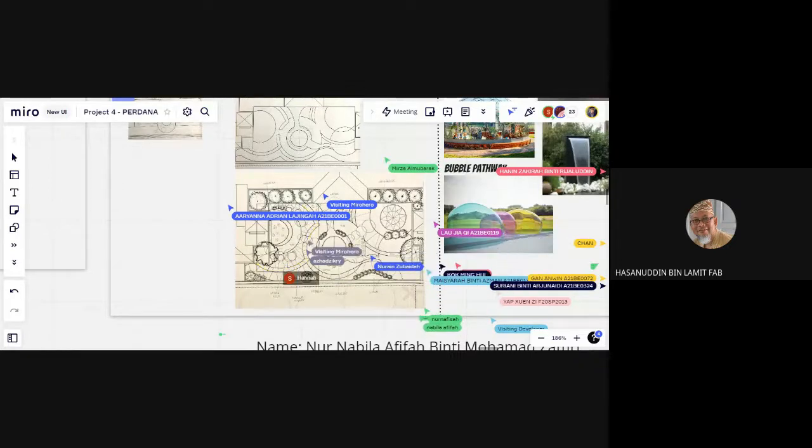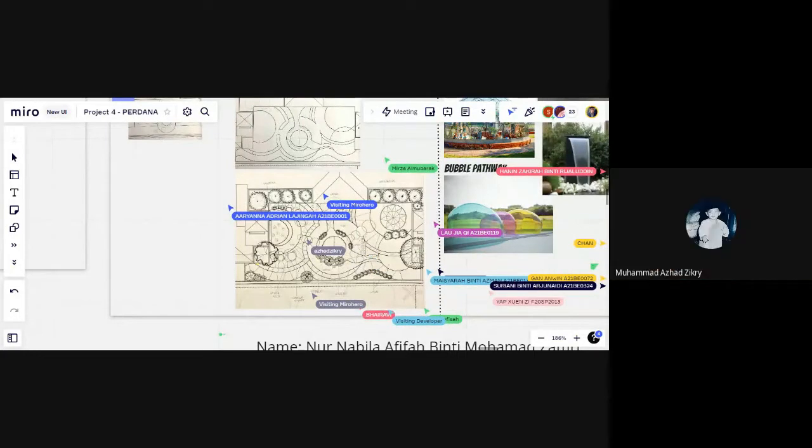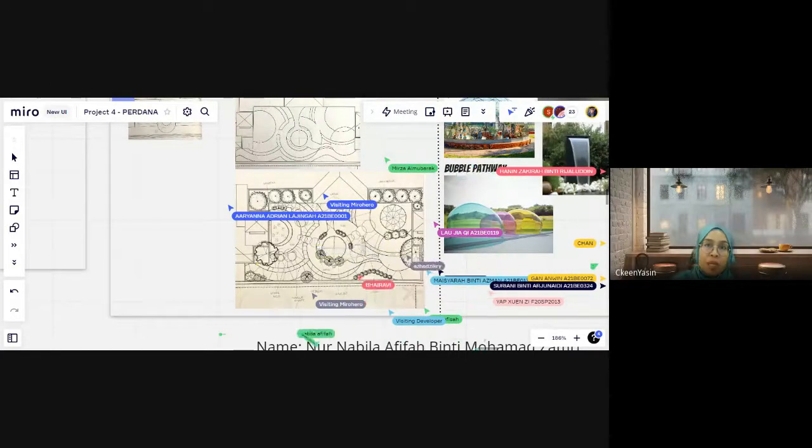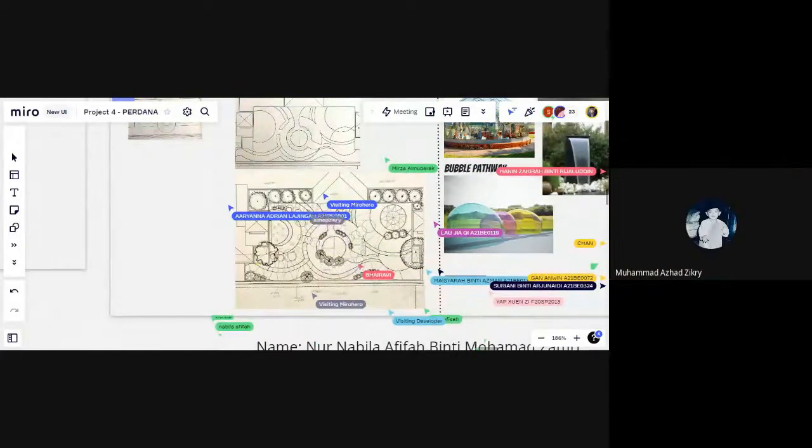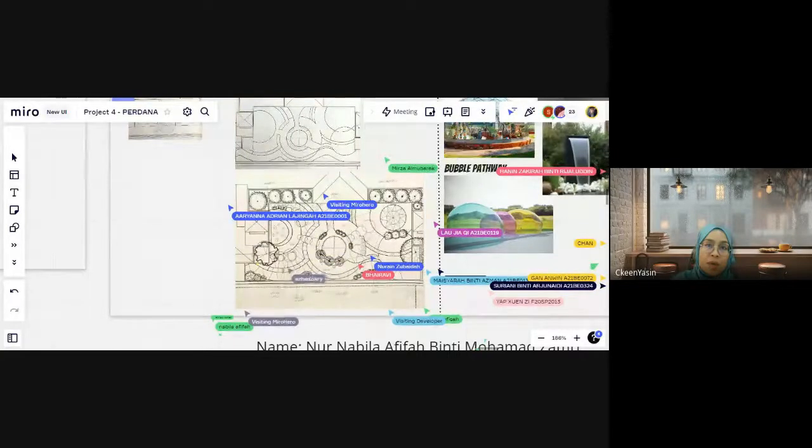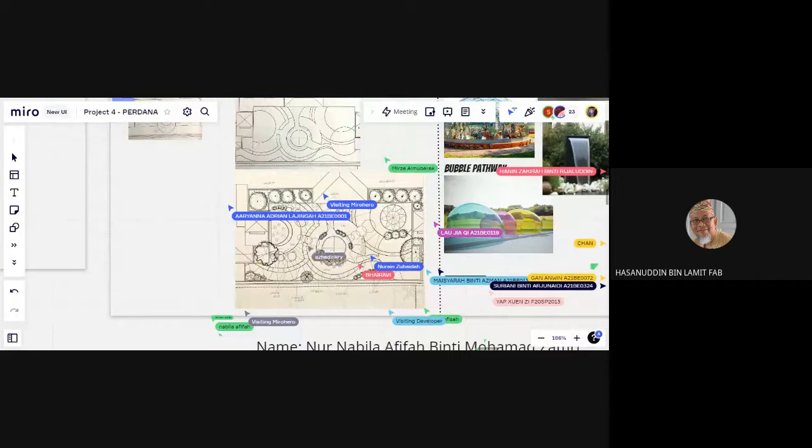This one is just a floor pattern kan? Oh, ni pathway je, floor pattern je. Where is this bubble pathway ni? Di mana? Ni di sini. Macam nampak tak? Macam dia ikut bentuk. This is the bubble pathway. Tak, dia bukan bubble pathway kan? Dia macam dalam saya macam bubble macam di sini kan, macam picture dekat bawah image ni kan.